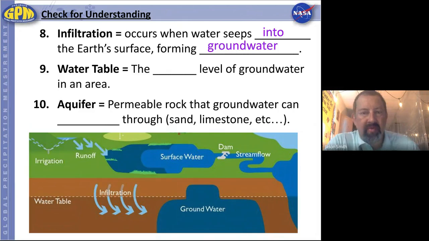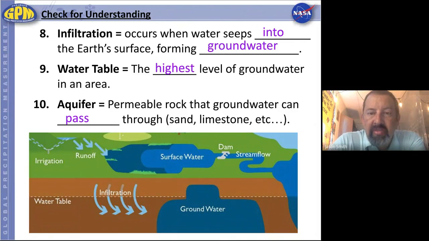The water table is the highest level of groundwater in an area. Some areas have a higher water table than others. It all depends on the materials underneath the ground. An aquifer is a permeable rock that groundwater can pass through, such as sand, limestone, etc. We have a lot of limestone around here that the water gets into.